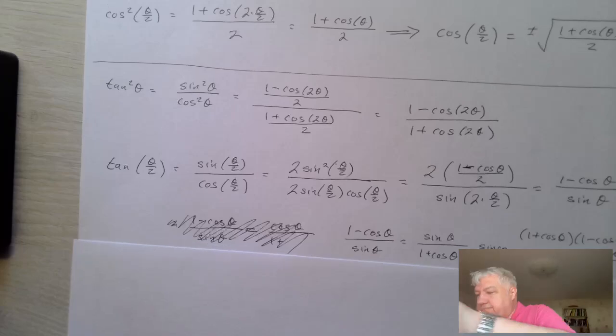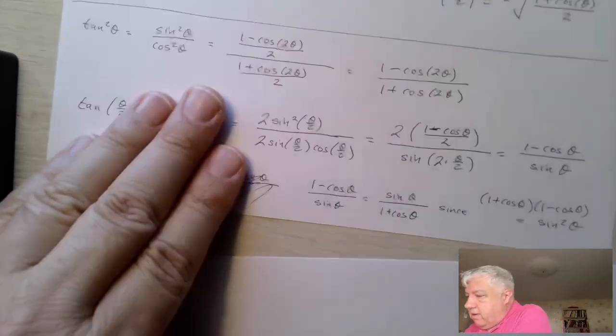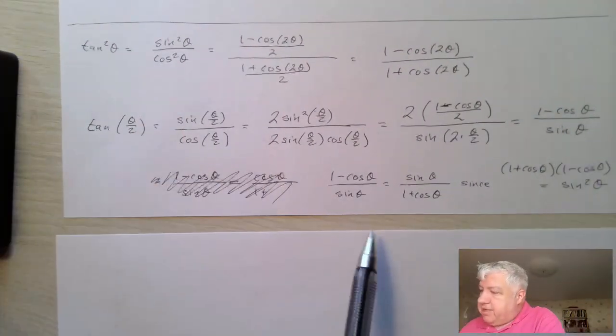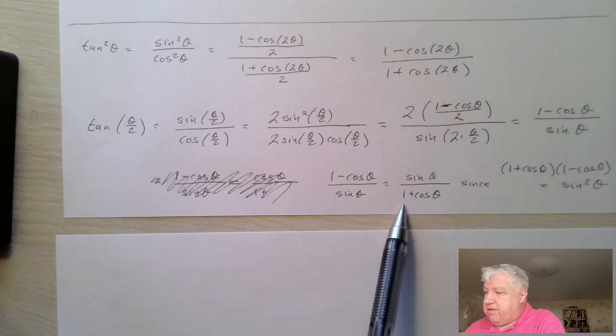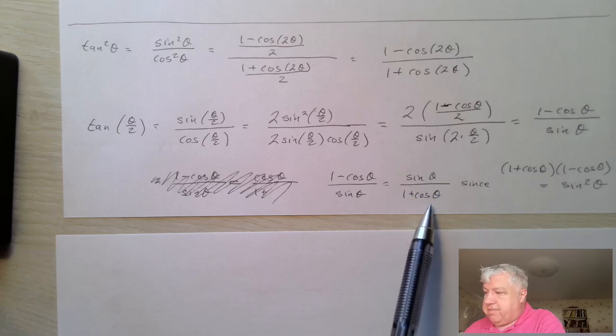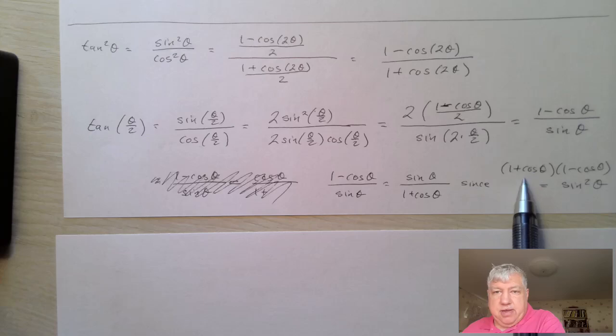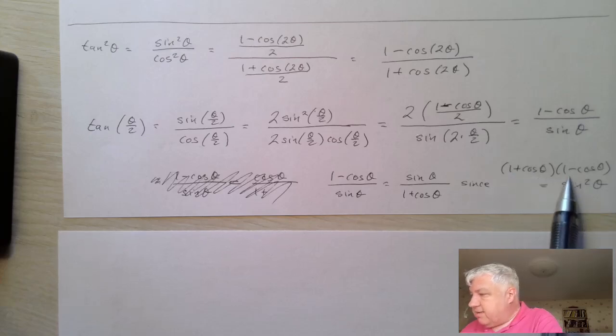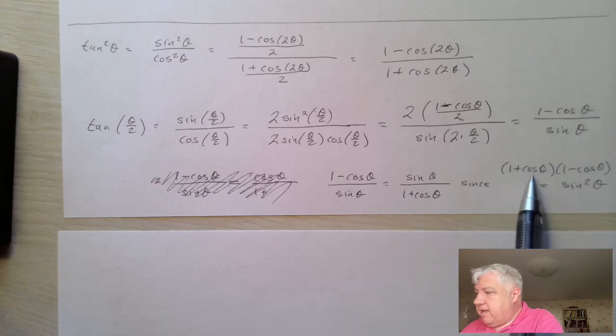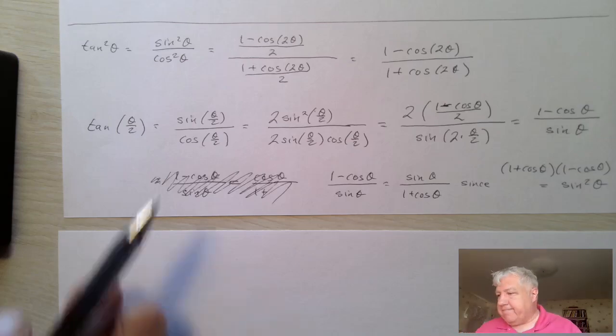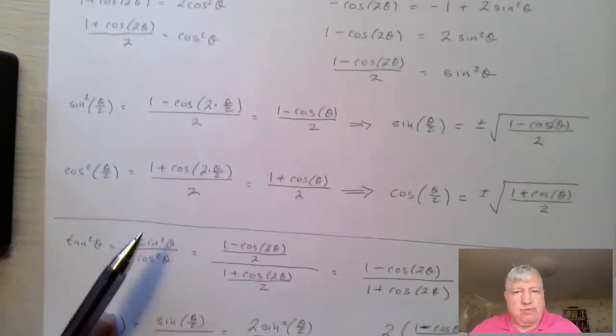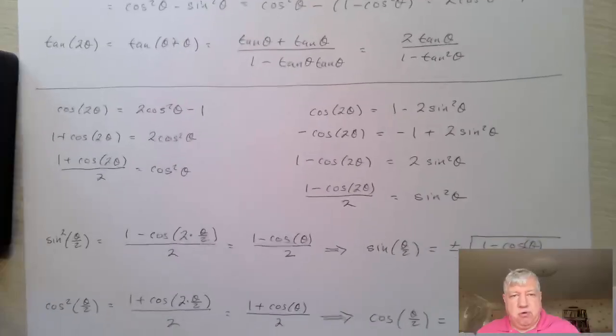And we just note that this can also be written as sine theta over 1 plus cosine theta, because if you cross multiply, you get (1 plus cosine)(1 minus cosine). You multiply these, this is equal to sine squared. And we know this is true because if you multiply this together, you get 1 minus cosine squared, which we know is sine squared. Okay, so the good news is you won't have to prove any of these formulas, but you should know how these formulas come about.